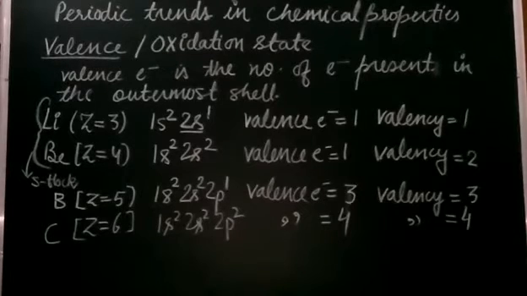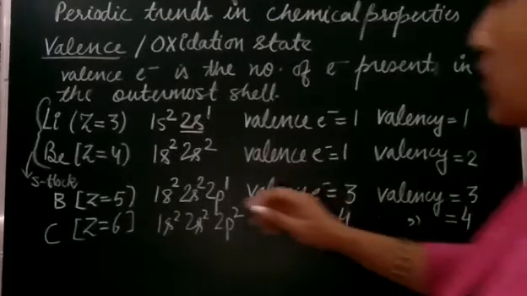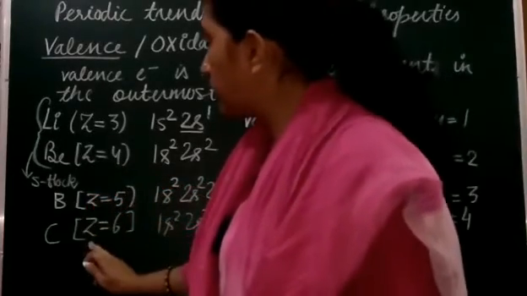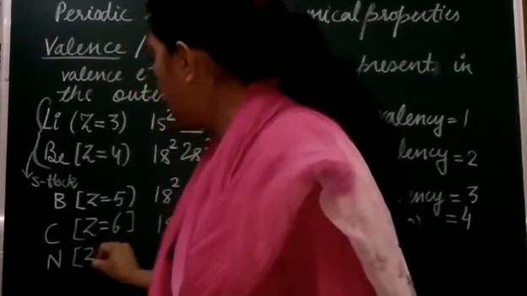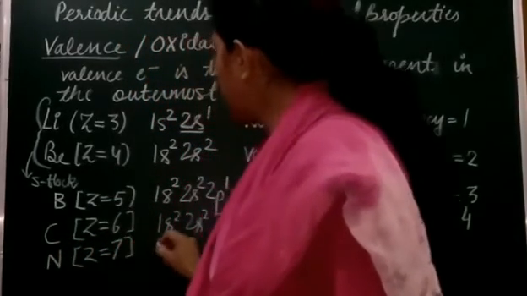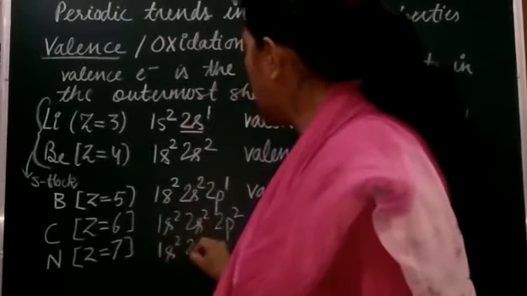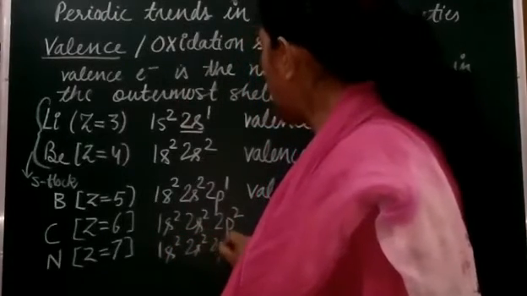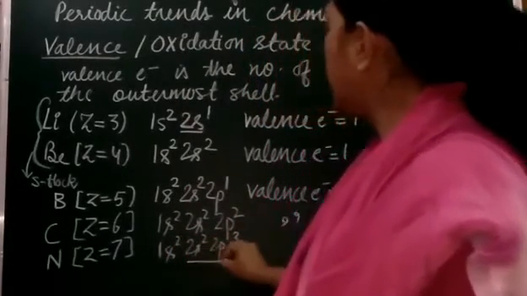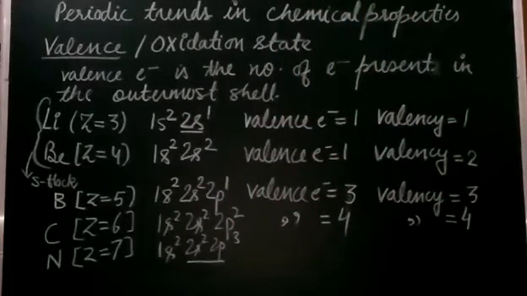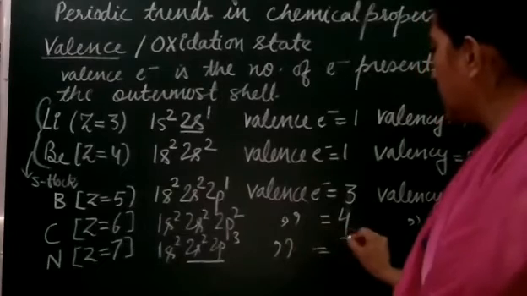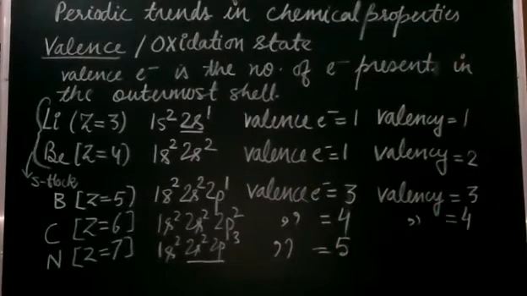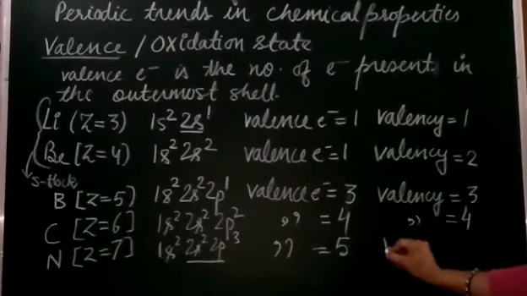Now we will take an example, here this was group 13, this was group 14, now group 15. We will take the example of nitrogen here. Here Z equals 7, so it will be 1s2, 2s2, 2p3. You can also write only the valence shell configuration. So here, students, the number of valence electrons is how much? It is 5, right?